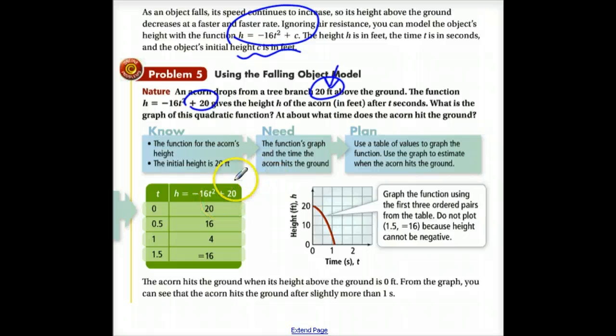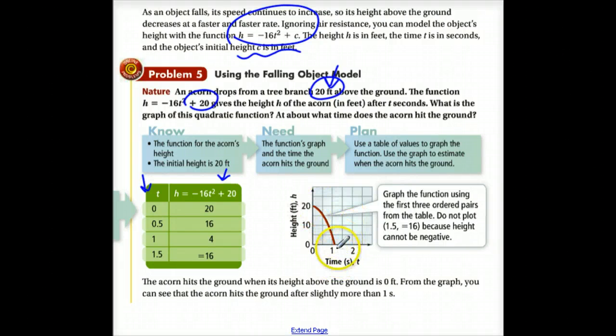Well, they give you the function. We're going to plug in some domain values. We always want to start at 0. After no time, the acorn should still be at 20 feet above ground. Then you want to pick some second intervals and get your points to plot. Once you have those, you can plot your quadratic function. Notice that as time goes by, the distance from the ground decreases very quickly.